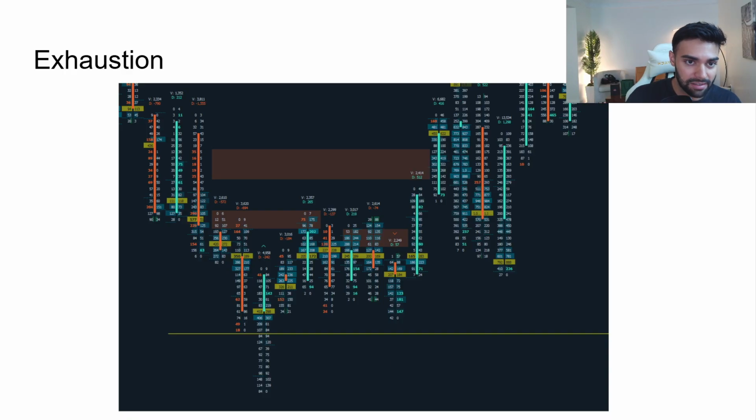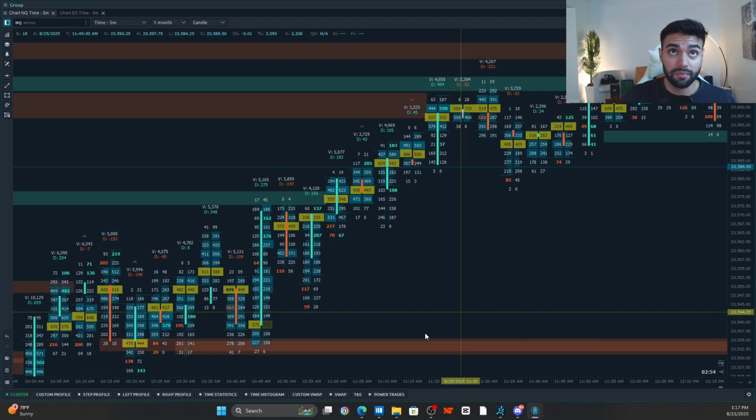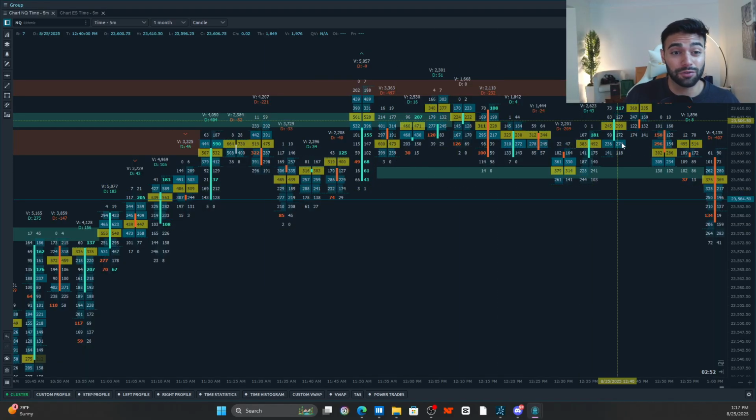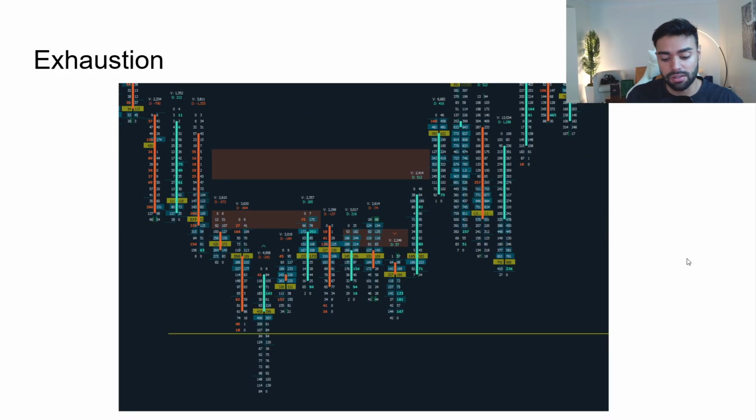Also, not getting too ahead of myself here, we have these imbalances we're going to talk about as well that you can use on the footprint chart that would automatically be plotted for you, which creates some very, very strong levels for entries, for exits, and executions.